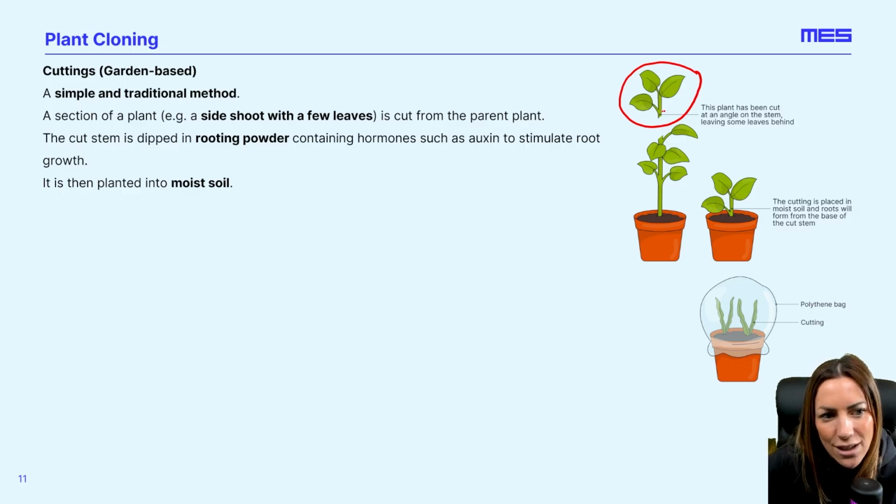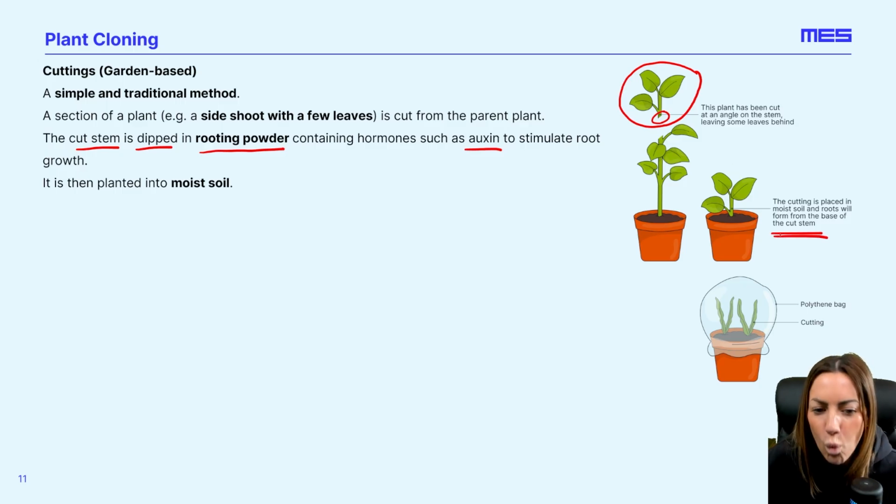We do cut it at an angle because that increases the surface area of the cut stem, so it should be able to absorb more water. We also dip the cut end of the stem in rooting powder, which again contains hormones such as auxin to stimulate root growth. It's then potted into soil, which again you would need to water to moisten the soil so it has enough water for photosynthesis.